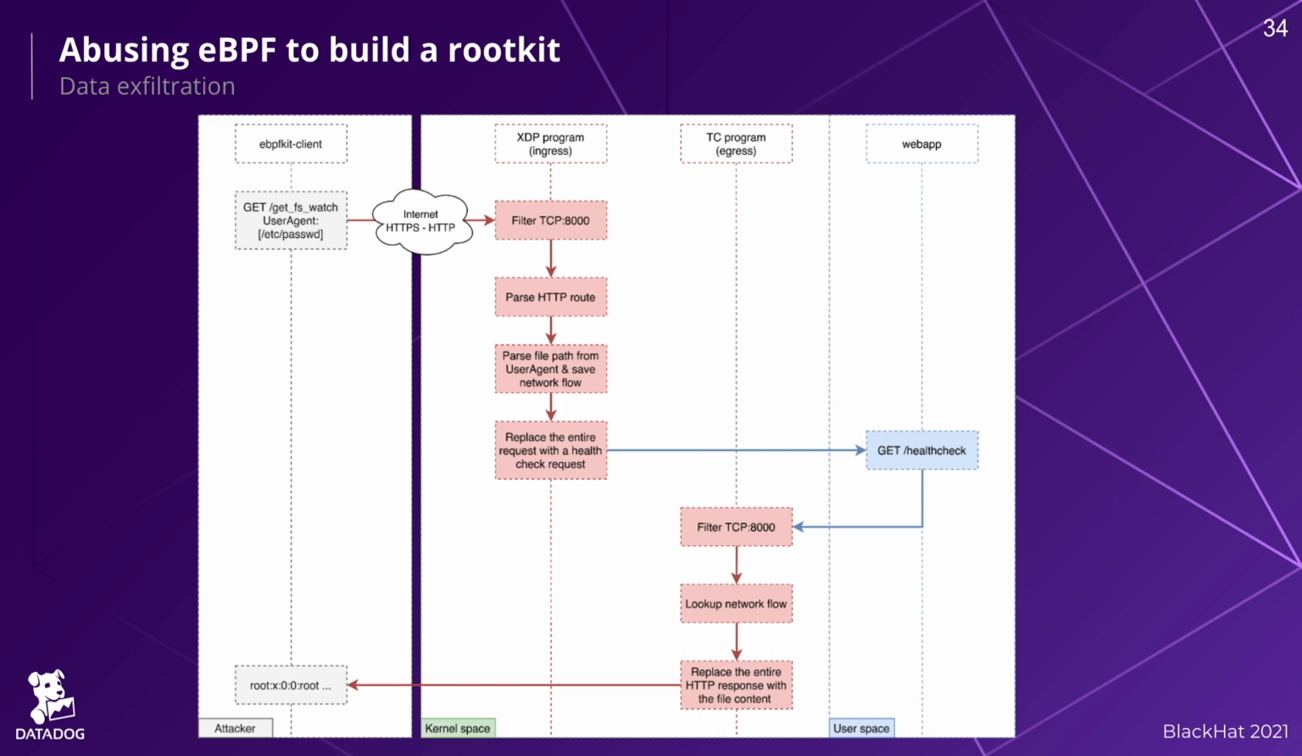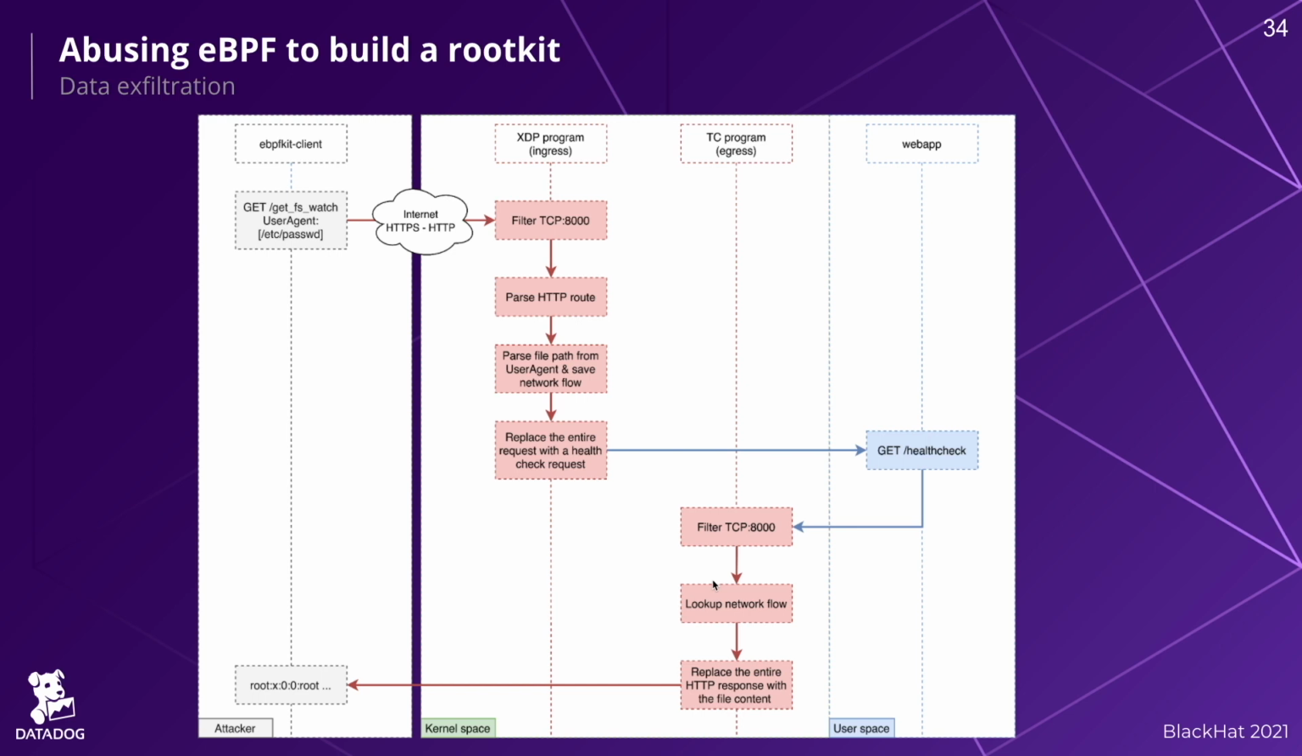Now, let's see how we can exfiltrate data. To exfiltrate data, the client has to send an initial request to specify what we want to exfiltrate. The XDP part is basically the same as before, but this time the XDP program stores the network flow that made the request along with the requested resource in an eBPF map. And the reason why we do so is because when the web app answers the health check request, we want to be able to detect the packets that are meant to be sent back to our client.